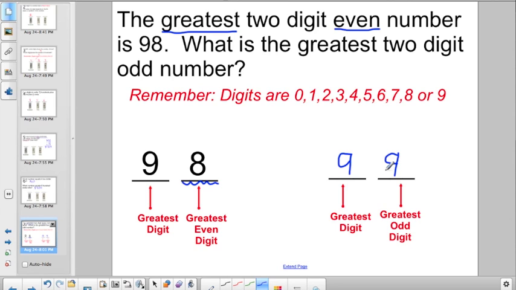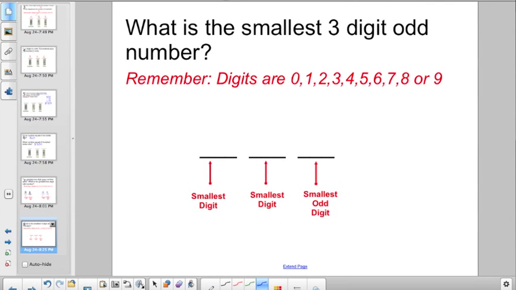And they're going to ask you questions like this every day for about a month. So you better make sure you understand this now. If you don't know how I did this, I implore upon you to back up and listen to me again. Let's take a look at another one. What's the smallest three-digit odd number? I gotta think of the smallest.